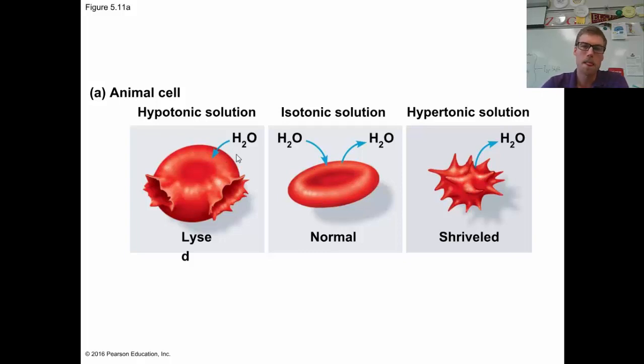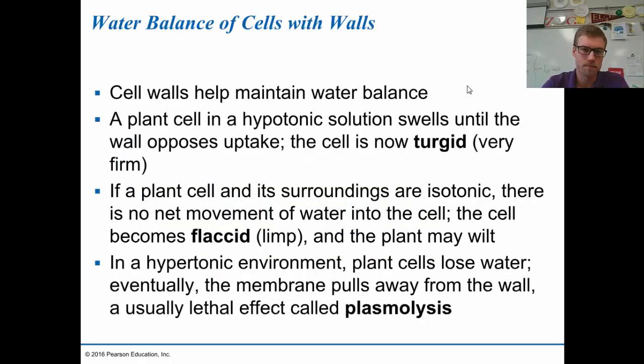If we place it in an isotonic solution, then it will be normal, right? Water is going to be coming in and out. And if you place it in a hypertonic solution, it is going to lose water. And again, because there's no internal structure there, the cell itself is going to shrivel up.